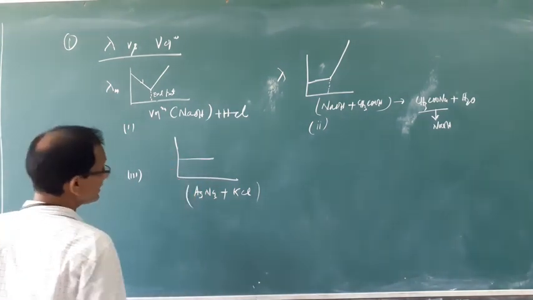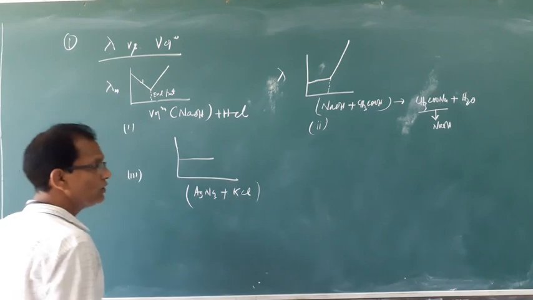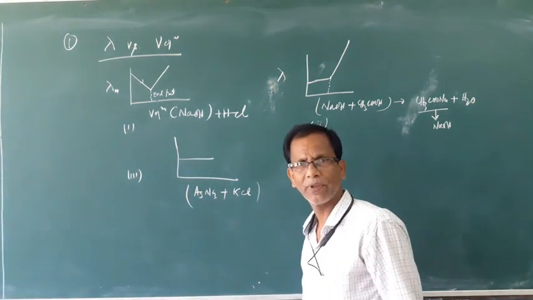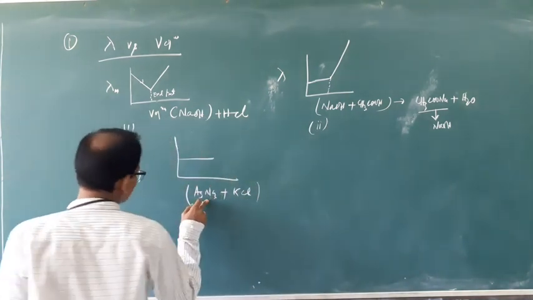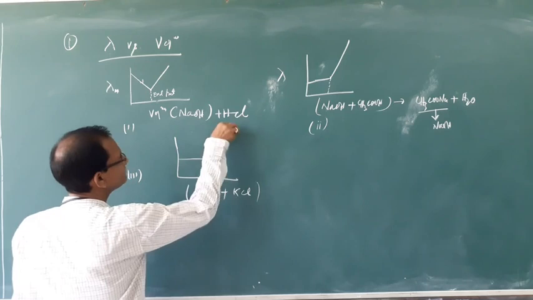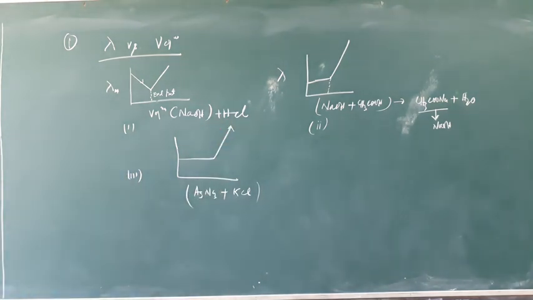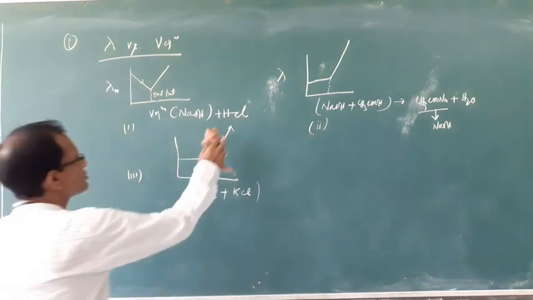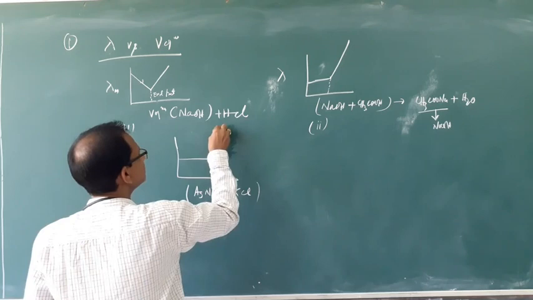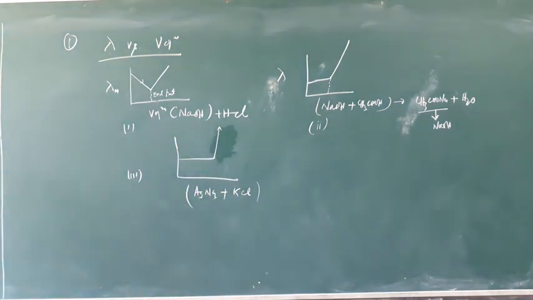But when all AgNO3 is consumed, which part will remain? Only KCl will remain. When it is neutralized, then it will sharply increase. Because it is a strong electrolyte, the graph will be sharply increasing. So this is the graph of AgNO3 and KCl.